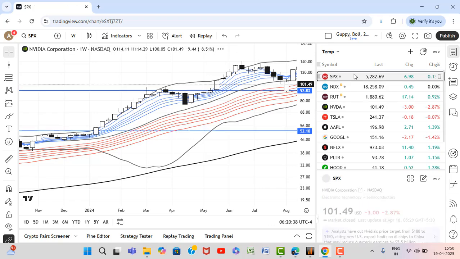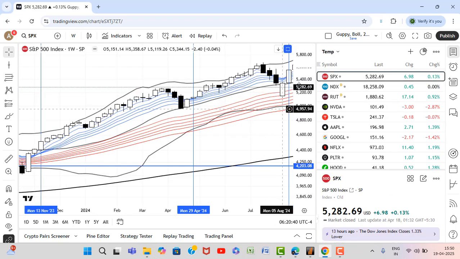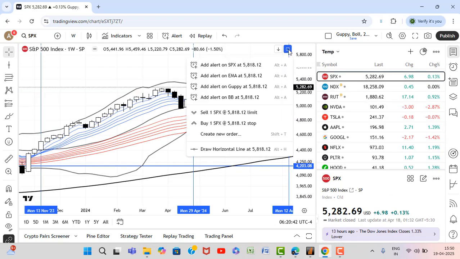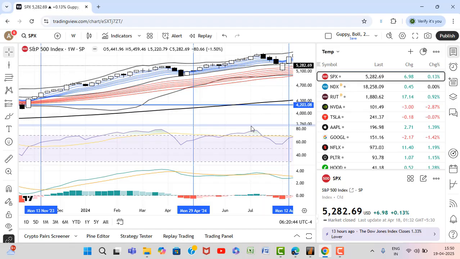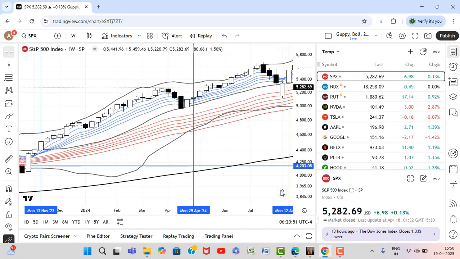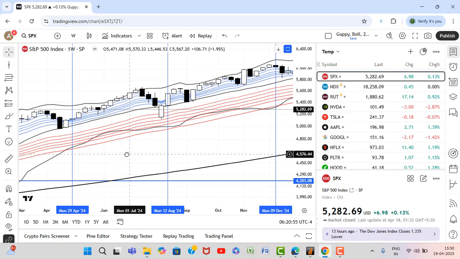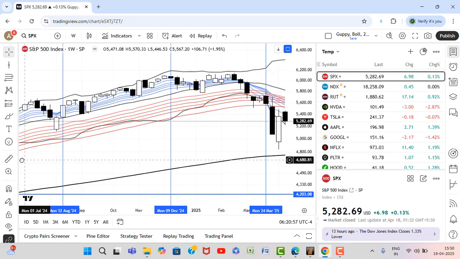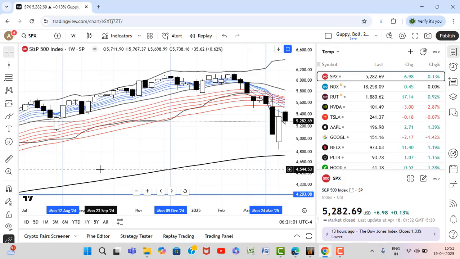So we go to SPX monthlies. November 24 and Jan. So monthlies.